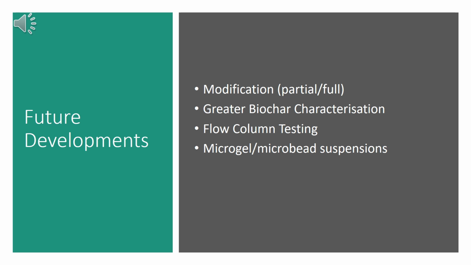So where can we go from here? We can begin to look at the modification of these materials, in particular cellulose, be it modification of all of the functional groups or only some of the functional groups. Greater characterization of biochar, simply because biochar is such a complex structure, so maybe some TEM or SEM images of the material could be quite useful. Transitioning towards flow column testing rather than batch processing could be quite useful. And then also the suspension of our adsorbents in microgels or microbeads could be quite interesting, as you can actually increase stability by doing so.